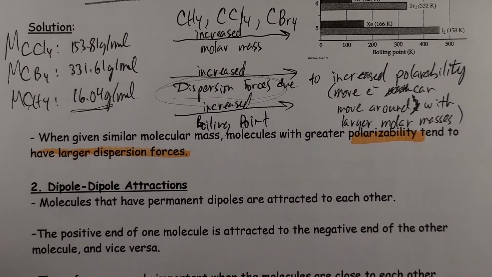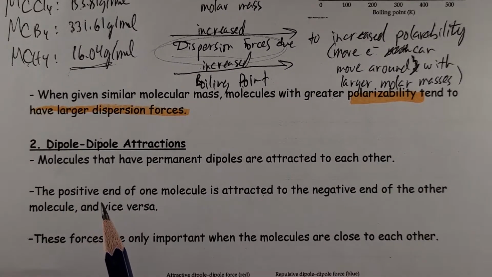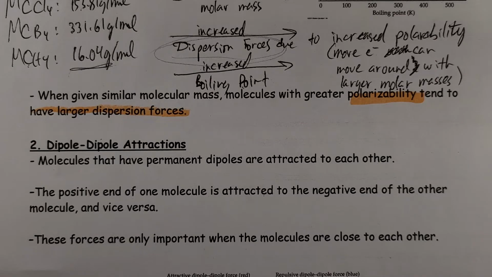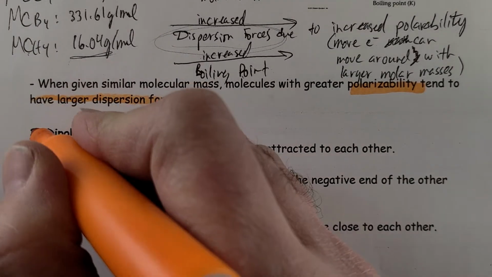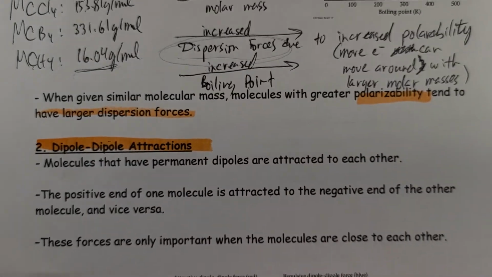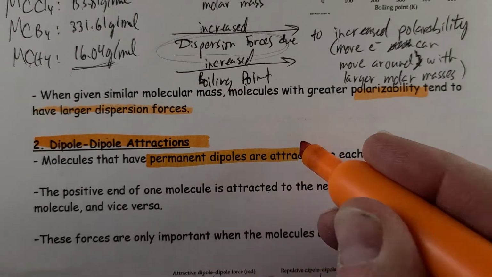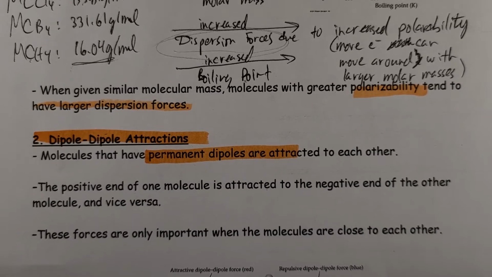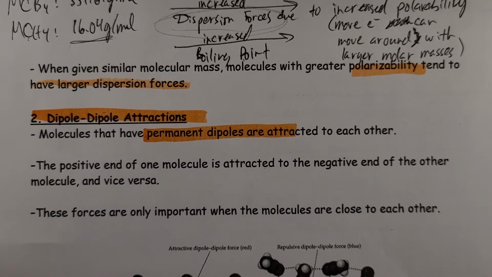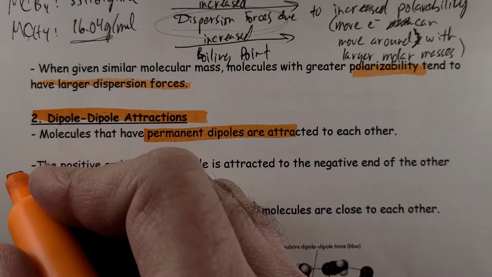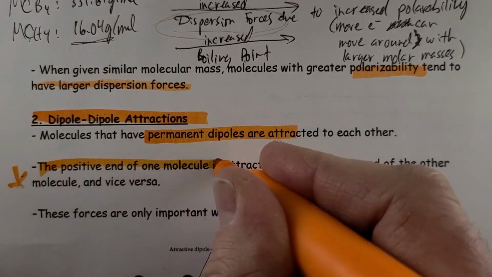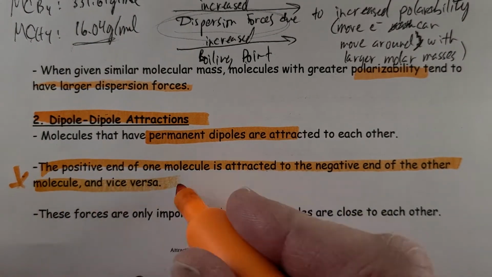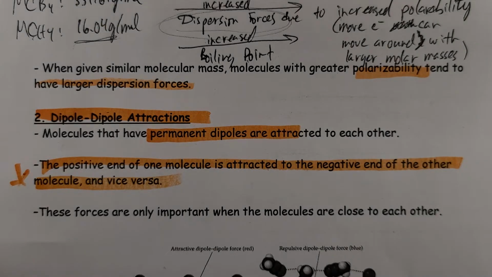Now we'll look at two more. The first one being dipole-dipole attractions. So these are ones that are charged, just like the temporary dispersion ones, but they have permanent dipoles. So these are polar molecules, ones that have a large difference in electronegativity, lending to itself one side being negative, the other side being positive. And of course, how this one would work, the positive end of one molecule is attracted to the negative end of another, and vice versa.